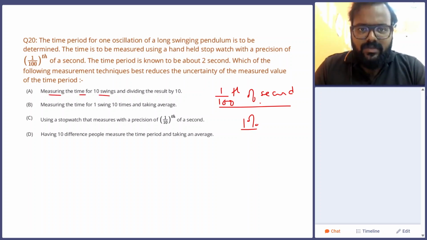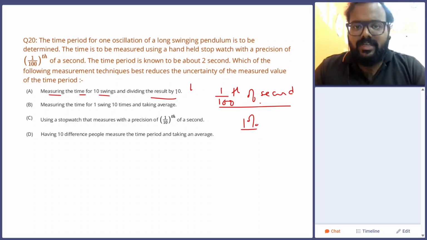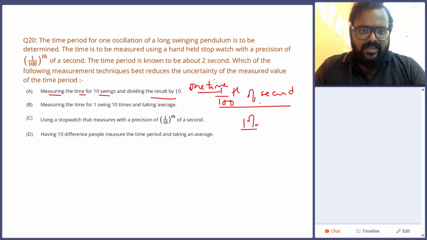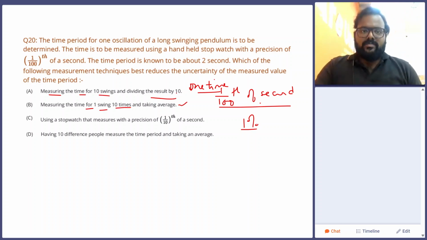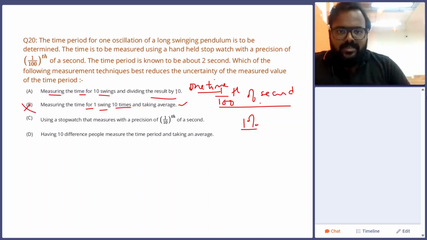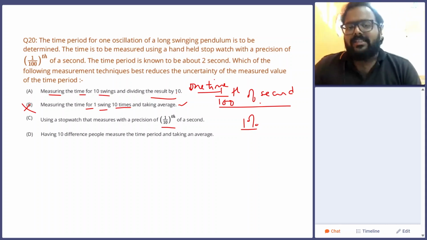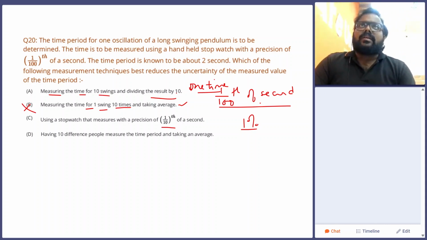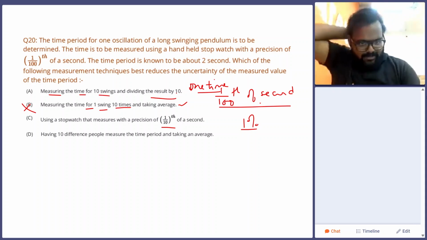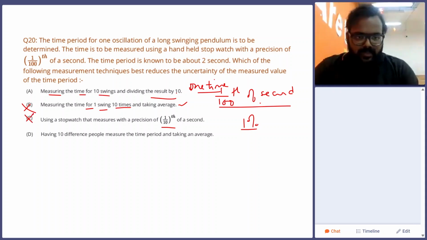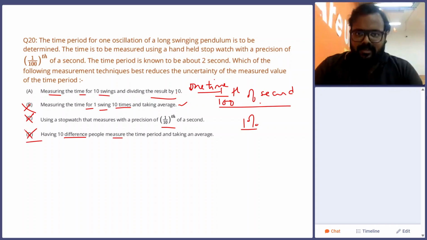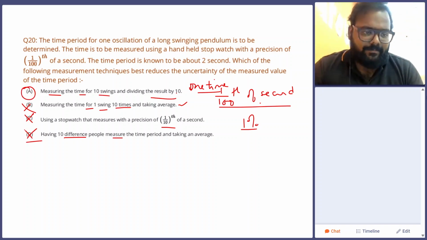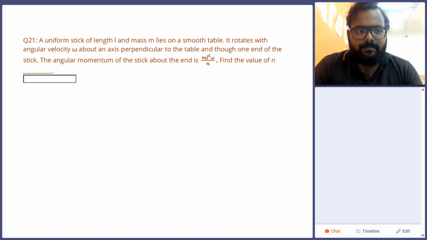Measuring the time for 10 swings and dividing it by 10. This is better because you are measuring only once, so there is less error. Measuring the time for one swing 10 times. No, this has more error, so it is not. Using a stopwatch that measures with a precision of 1/10 of a second increases the percentage, now it becomes 10%. That is also wrong. Having 10 different people measure the time period and take the average, no, that's not it. Definitely there will be errors. So the right answer is A, the least number of measurements.